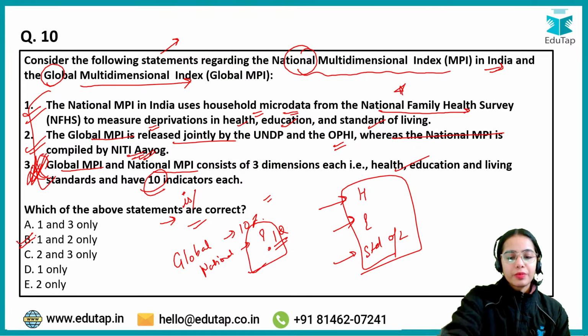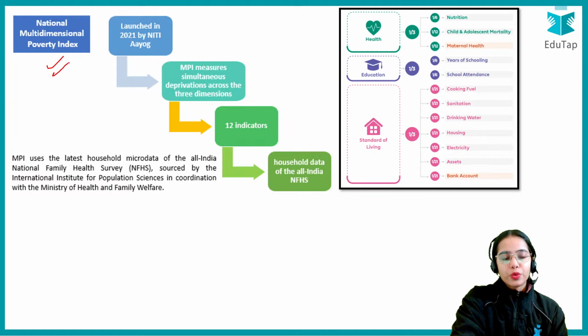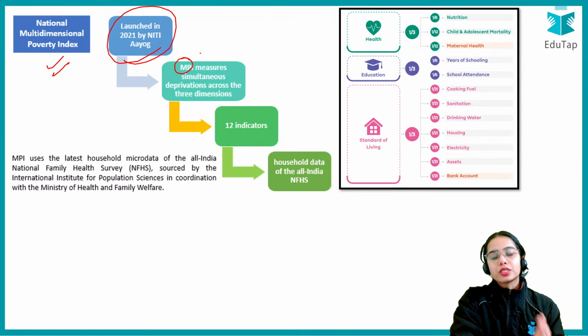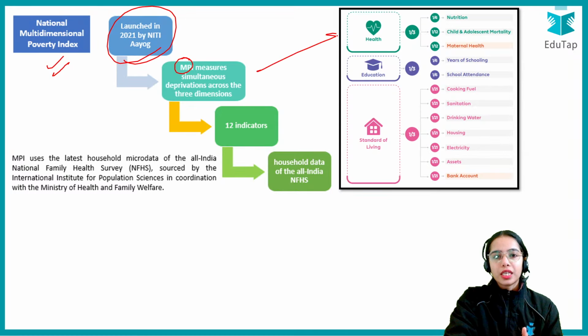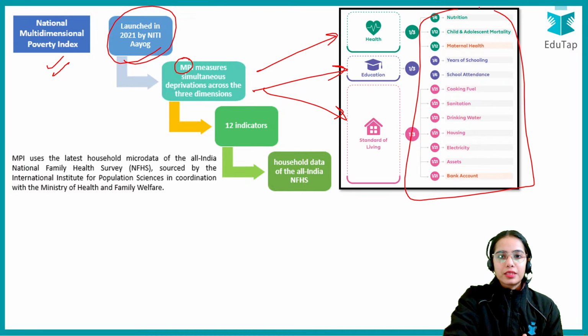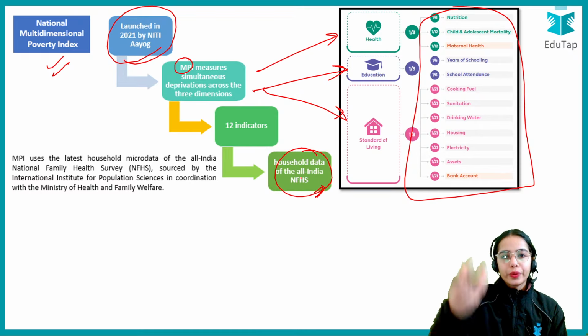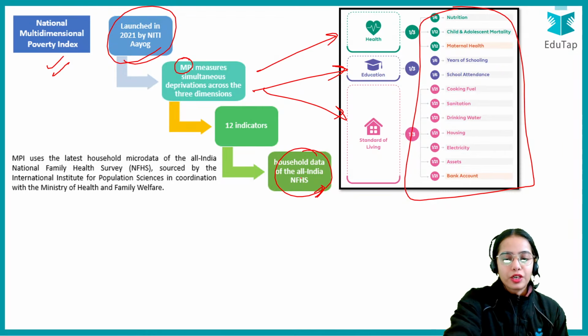Okay. So the National Multidimensional Poverty Index was released by NITI Aayog in 2021. The Multidimensional Poverty Index measures the simultaneous deprivation across the 3 dimensions: health, education, and standard of living, under which there are 12 indicators. Okay, the household data of the all-India National Family Health Survey is used to see the data for health, education, and standard of living.